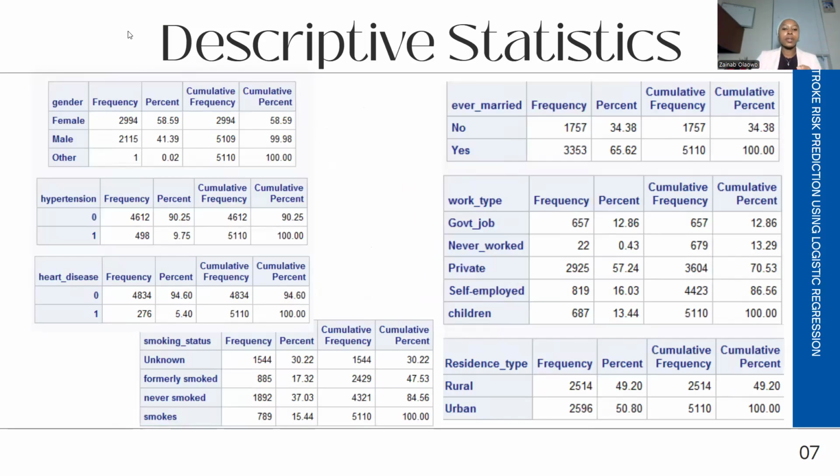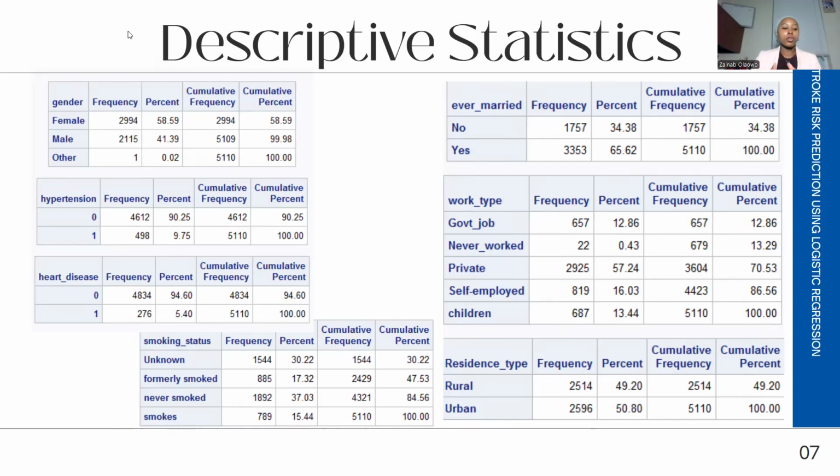So this is what our descriptive statistics look like. This is what they currently look like. We have a fairly even number of females to males. We have almost 3,000 females. We have about 2,100 males. We have some people that are married.